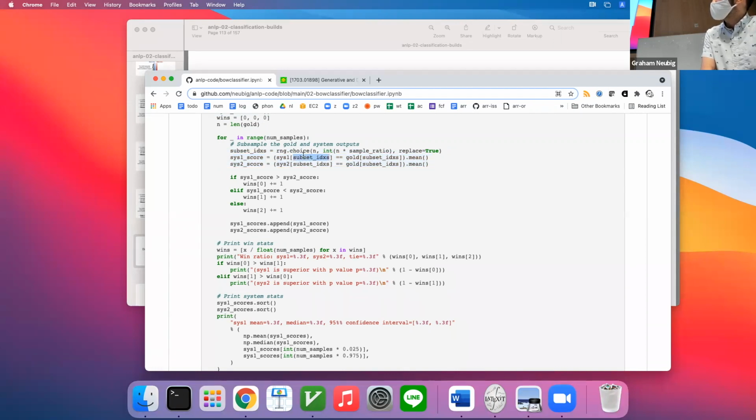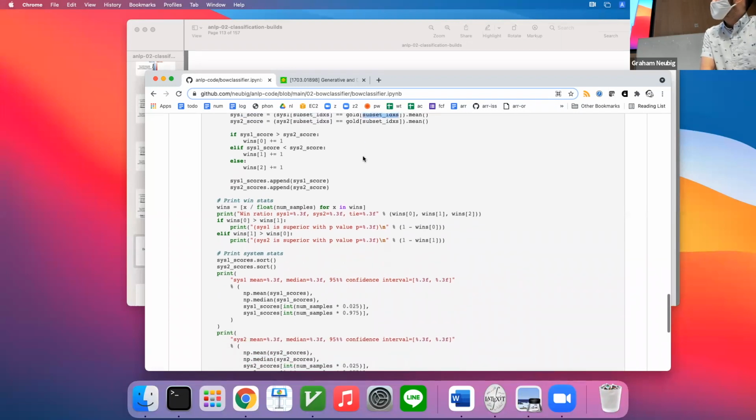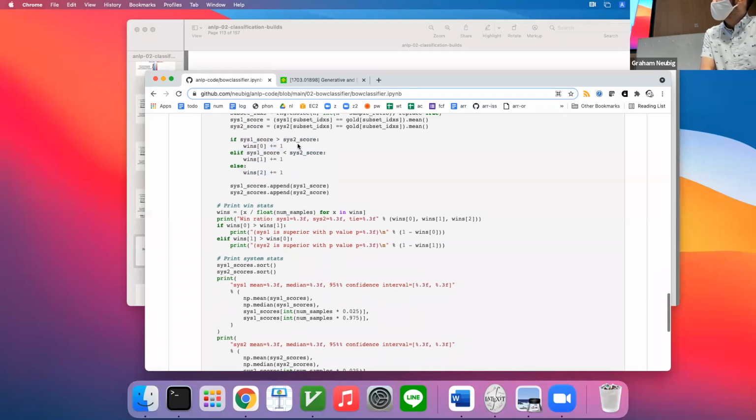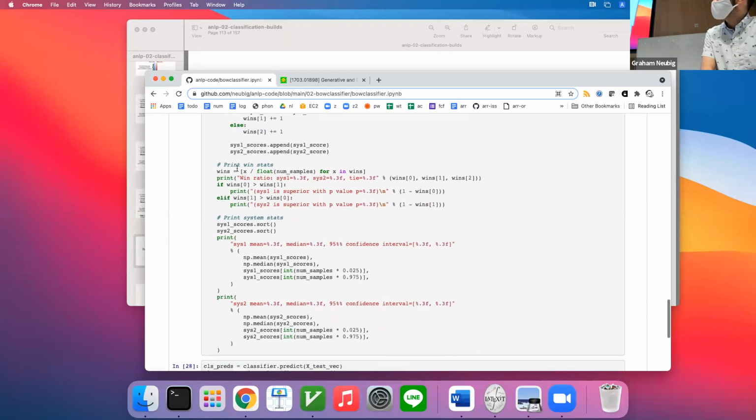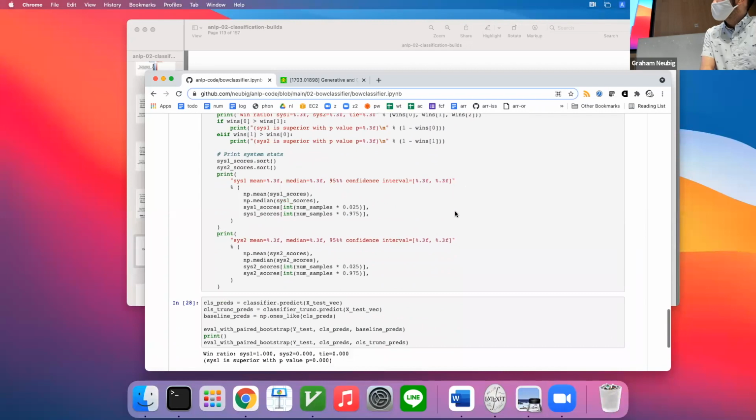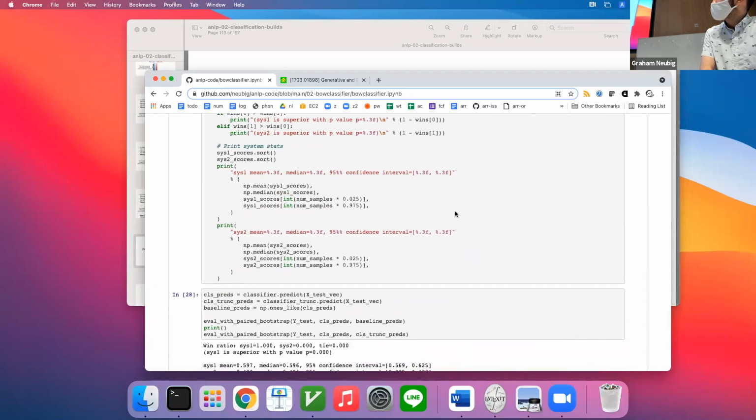But notably, you're calculating it over the subset. You're not calculating it over the full data set. And if the system 1 score is higher than system 2 score, system 1 wins. Otherwise, system 2 wins, and then you also measure ties. And you can print the win statistics and other things like this. And then here is an example of printing the confidence interval.